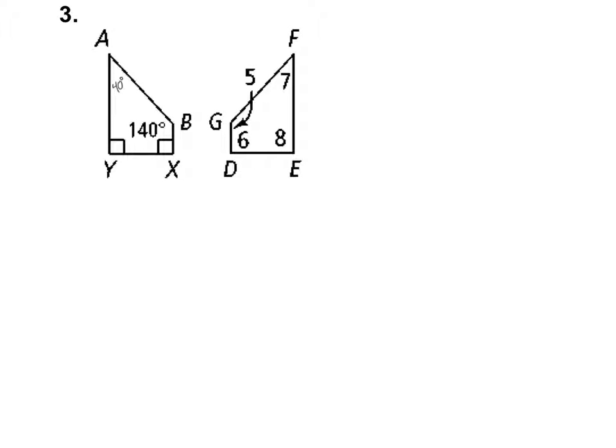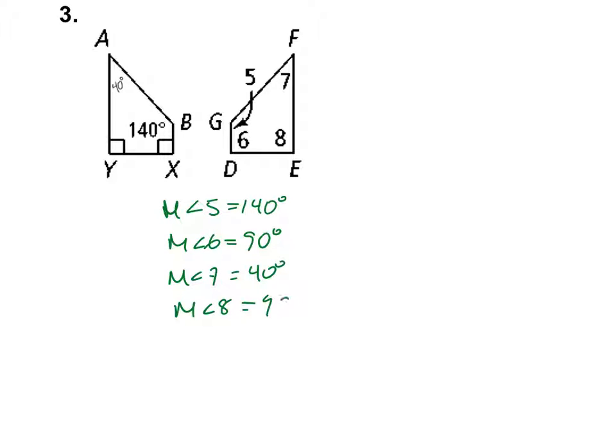Next one, in this case it's important to find the corresponding angle. So 5 is corresponding to this one right here, that is 140. So the measure of angle 5 equals 140 degrees. Measure of angle 6, D is corresponding with X, so it equals 90 degrees. Angle 7 equals 40 degrees, and angle 8 equals 90 degrees.